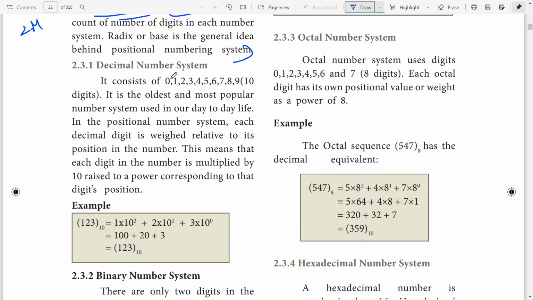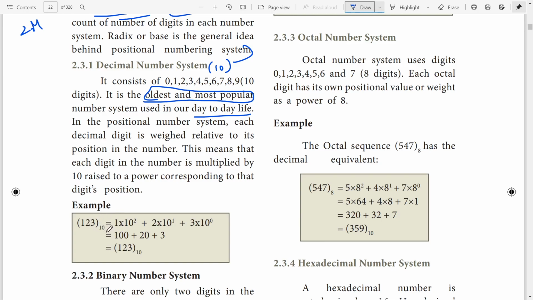First, we are going to see about the decimal number system. As we already know, it has 10 as a base value. It consists of 0 to 9. It is the oldest and most popular in our day-to-day life. In the positional number system, each decimal digit is weighted related to its position in the number. This means that each digit in the number is multiplied by 10 raised to the power corresponding to its digit's position.